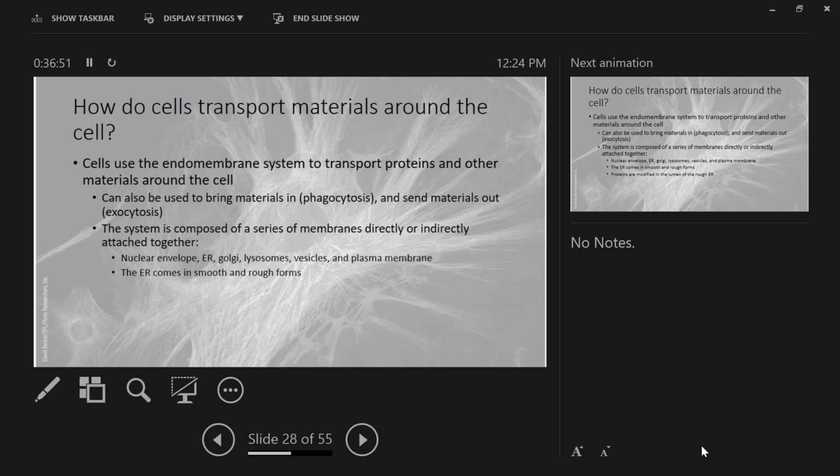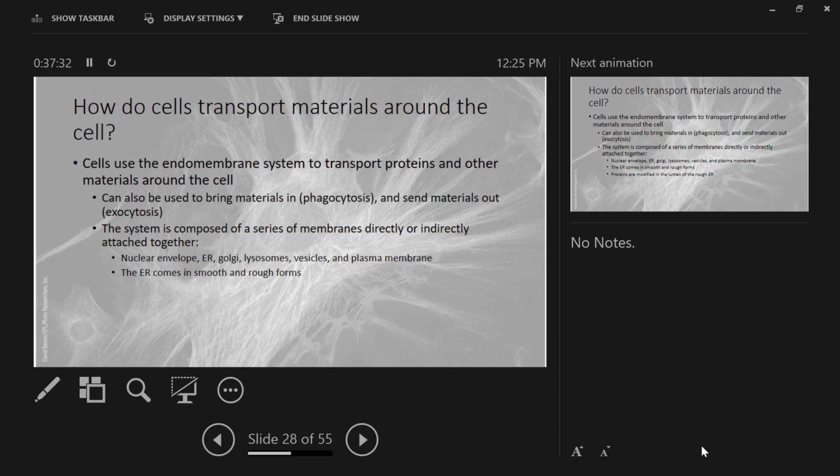So if ribosomes are working on producing protein, what is the rough endoplasmic reticulum going to be involved in doing? Yeah, modifying proteins. If the smooth endoplasmic reticulum is not covered in ribosomes that are working on making proteins, what is it not going to do? It's not going to modify proteins. And instead, the smooth endoplasmic reticulum produces lipids, like phospholipids for membranes, and it also produces enzymes for breaking down different materials.